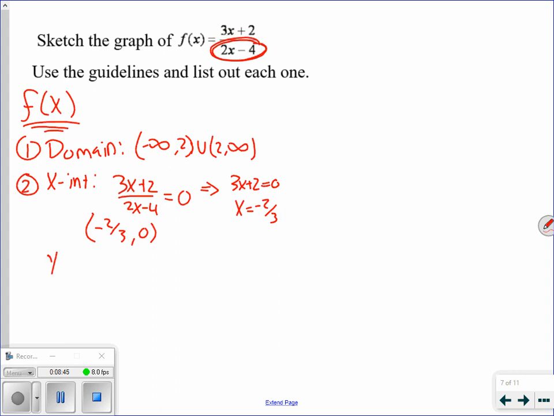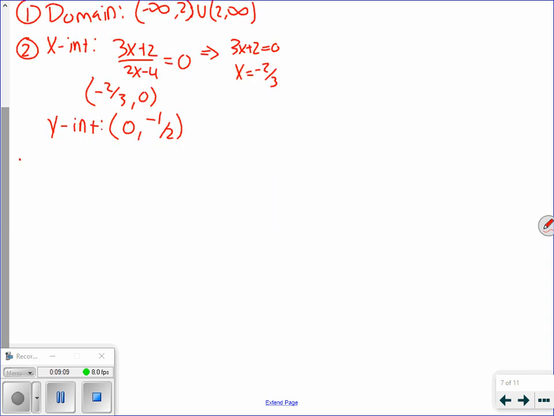And y-intercept is always pretty easy to find. That's just whenever you plug 0 in for x. And if I plug 0 in for x in this equation, I get 2 over negative 4, or negative 1/2. Okay? So we got the domain, we got the x and y intercepts, so those are 2 points that we can graph. And then the last thing we can discuss with the original function is number 3, the horizontal and vertical asymptotes. So we already stated that the vertical asymptote occurs at x equals 2.